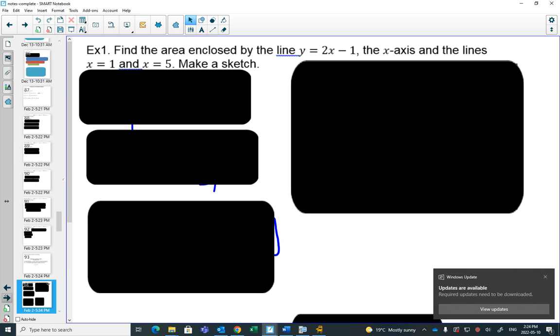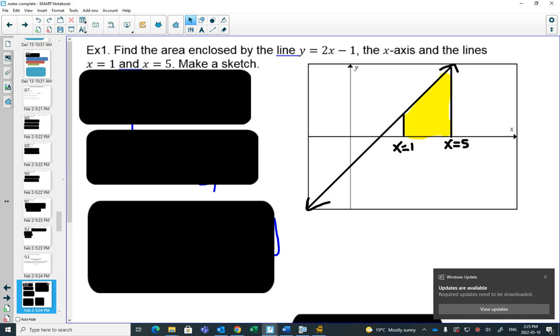So you get questions like this. Find the area enclosed by the line y equals 2x minus 1, the x-axis, and the lines x equals 1 and x equals 5, and make a sketch. So we can easily graph 2x minus 1. On this graph, you could label x equals 1 and x equals 5. And what we're finding is that yellow area underneath that curve.